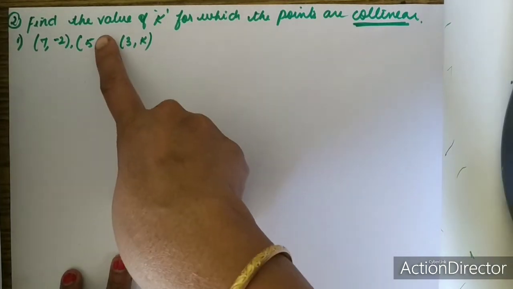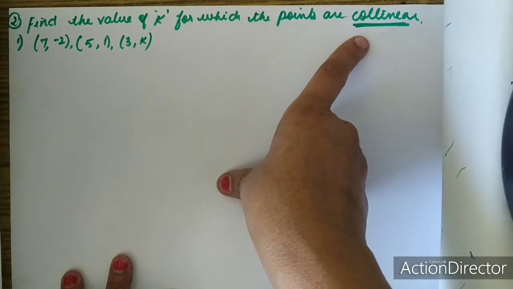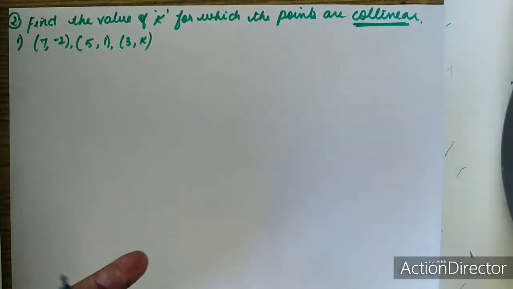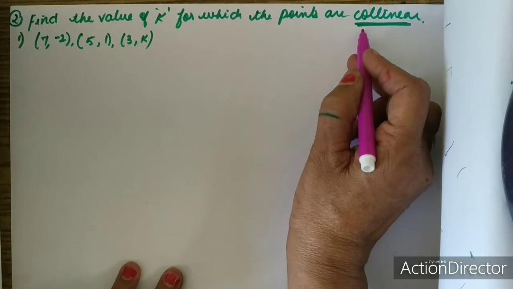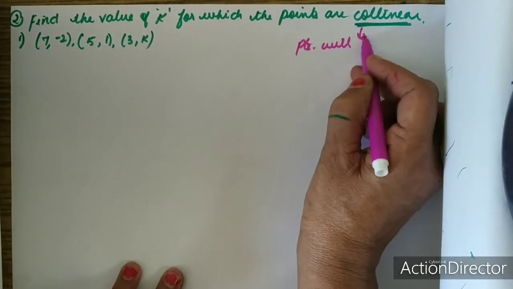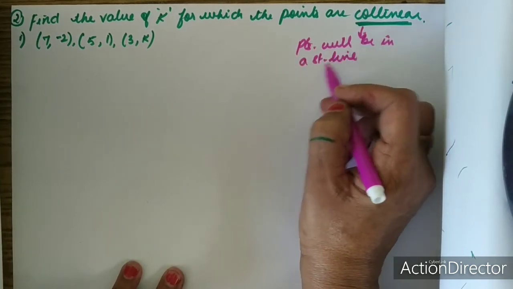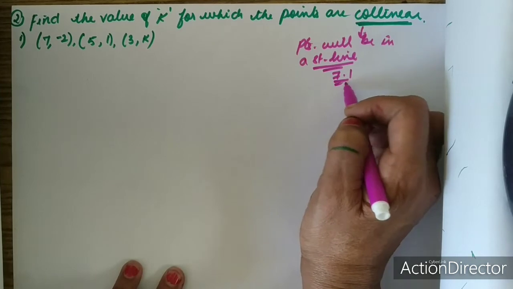Now we'll move on to the second question. Find the value of k for which the points are collinear. First you have to understand what is the meaning of collinear. Collinear means points will be in a straight line. This we have seen in the first exercise 7.1 also.